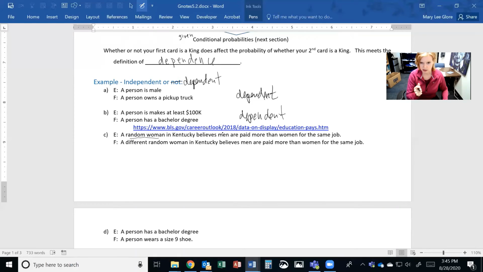Second woman, does that change the probability that the second woman feels that way? Think about it, here's somebody in Lexington. If they say yes, is that going to affect my opinion about it? I'm going to tell you no. I don't even know that person. These are random people, so their opinion is not going to affect my opinion. So these are independent.